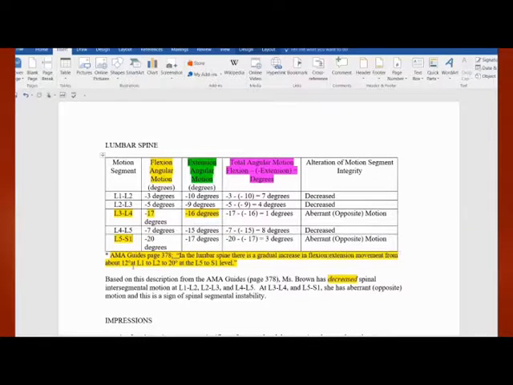But for now, just remember that I consider these two spinal segments to be symptomatic. I did not consider the entire lumbar spine, even though it shows globally decreased intersegmental motion. I didn't consider the entire spine consistent with loss of motion segment integrity, but rather I limited my conclusion for loss of motion segment integrity to the two spinal levels that actually showed either complete loss of motion or aberrant or opposite motion at both of these levels.